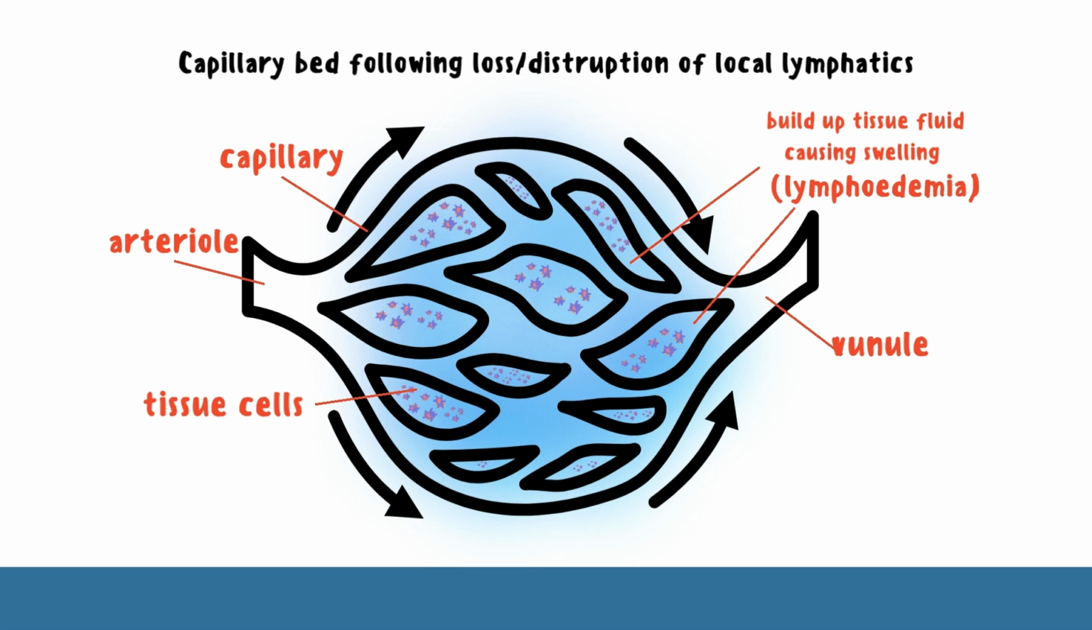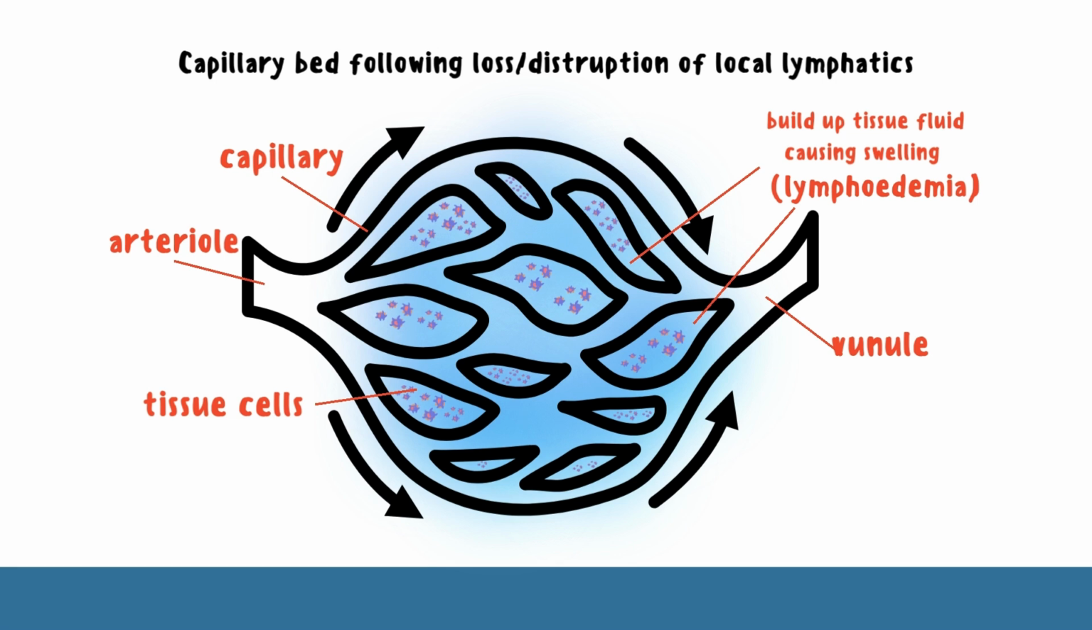2. Capillary. Tiny blood vessels where the exchange of oxygen, nutrients, and waste products occurs between the blood and tissue cells. Capillaries connect arterioles to venules. 3. Venule. A small vein that collects deoxygenated blood from capillaries and transports it back toward larger veins. 4. Tissue cells. These are the cells of the tissues surrounding the capillaries. The cells receive nutrients and oxygen from the blood in the capillaries and release waste products back into the blood.